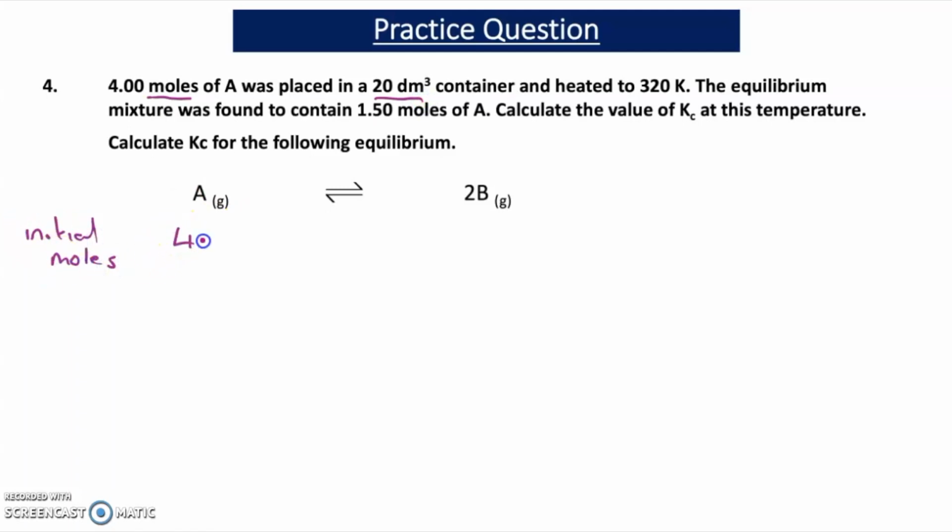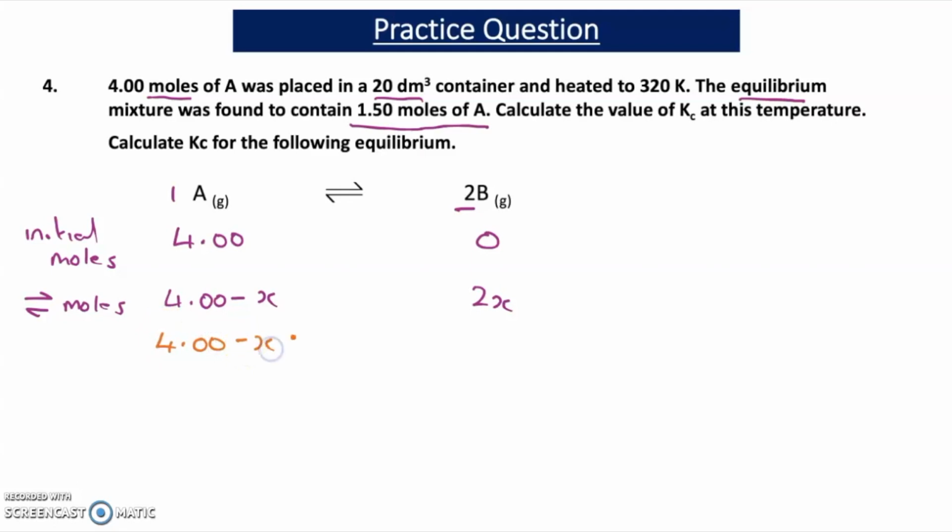So I'm going to write down the initial number of moles as 4, and my initial number of moles of B will be 0. And then I'm going to write down an equilibrium number of moles, which is 4 minus x, because I've got 1 mole of A in the equation. So that's why it's 4 minus 1x. And I have 2x to represent the number of moles of B at equilibrium, because there's 2 moles of B in the equation.